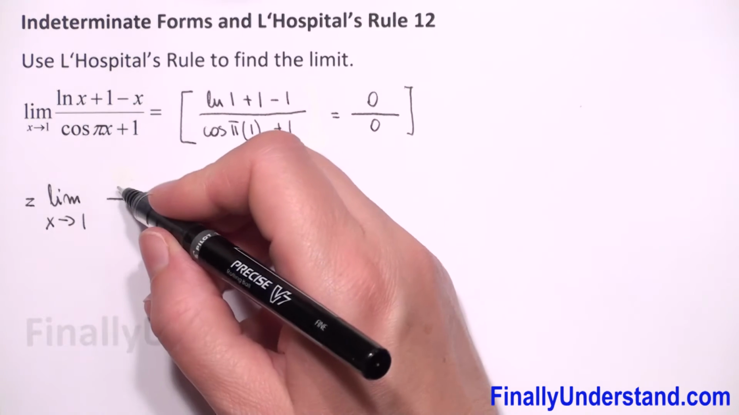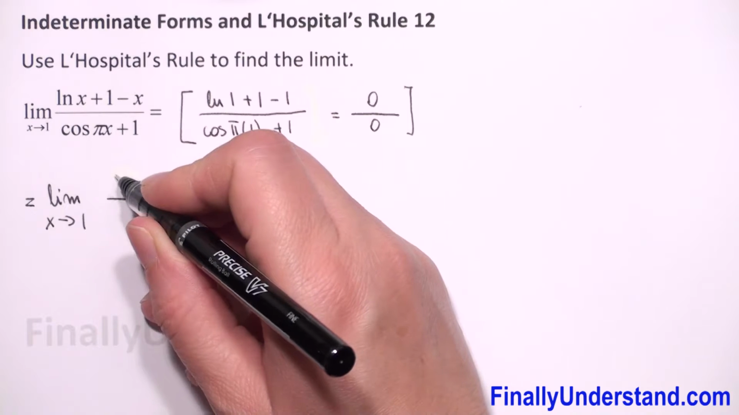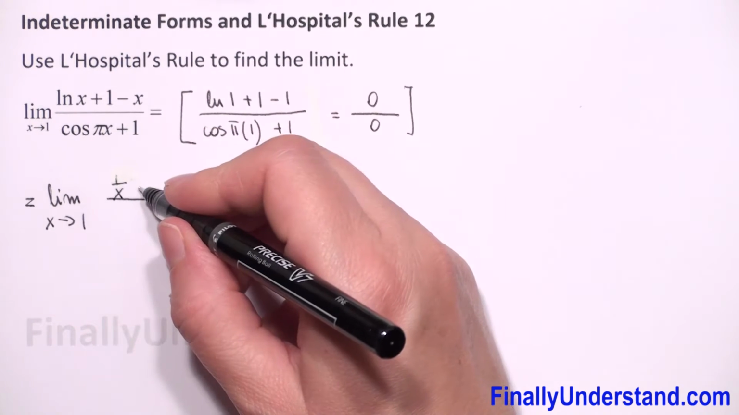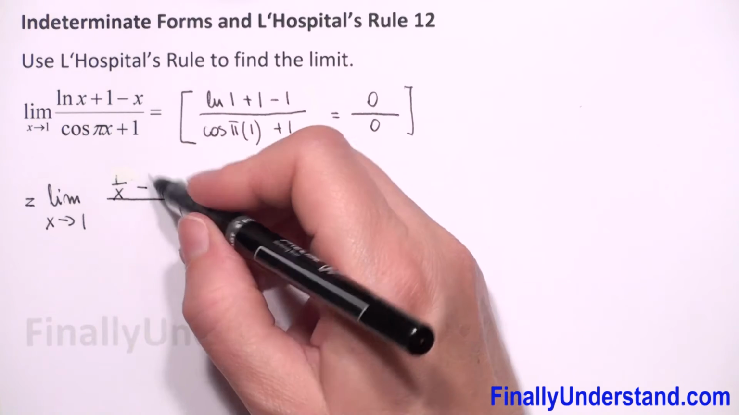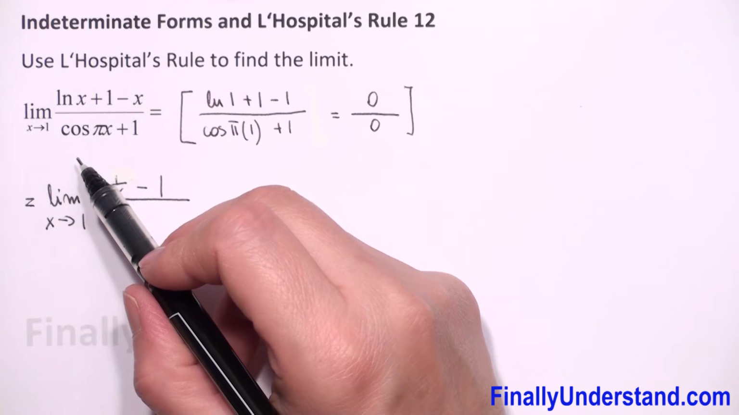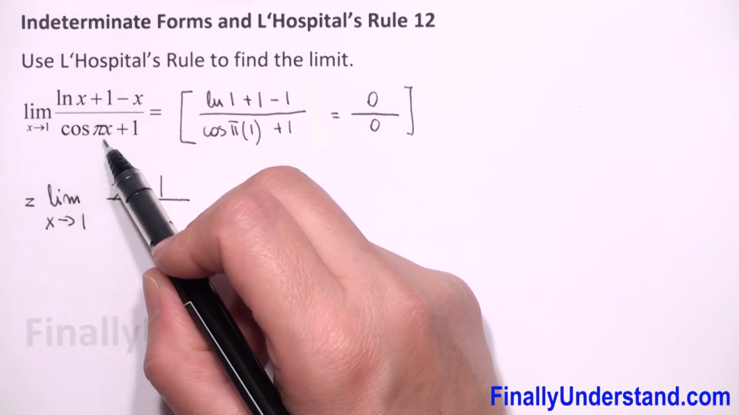Derivative of natural log of x is 1 over x. Derivative of 1 is 0. We have minus, derivative of x is 1. And in denominator we have derivative of cosine of pi of x.